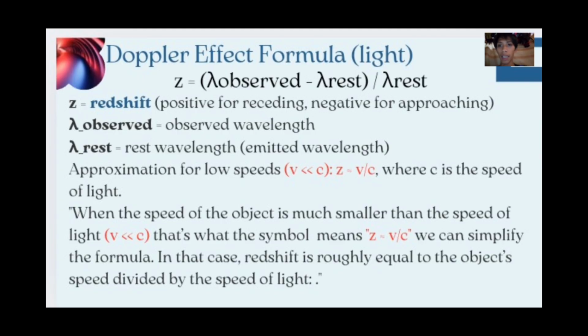The wavelength observed is the wavelength of the light we detect here on Earth, and the wavelength rest is the wavelength the object emits if it were not moving relative to us. We also have, for slow speeds, meaning much smaller than the speed of light, a simple approximation: the redshift is approximately the velocity over the speed of light. So the redshift is basically the speed of the object divided by the speed of light. This makes it much easier to estimate the velocity from the redshift.